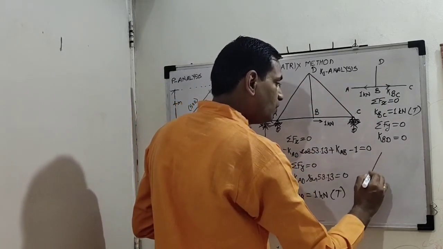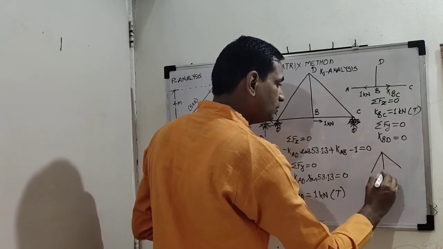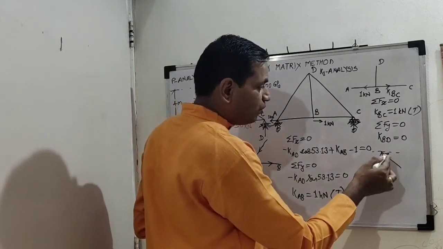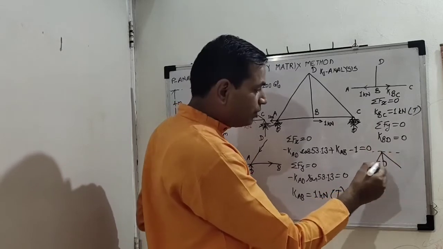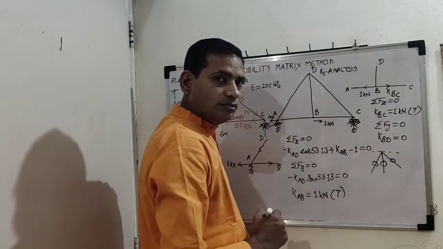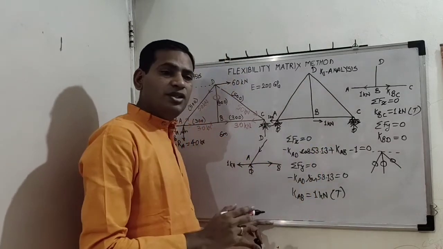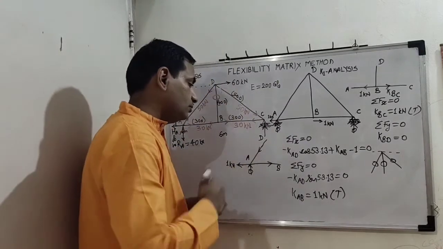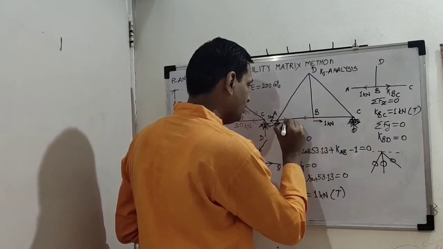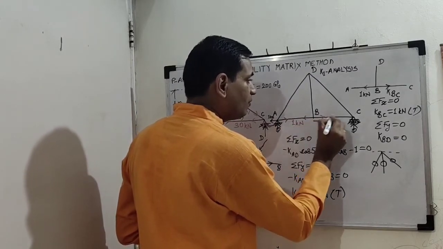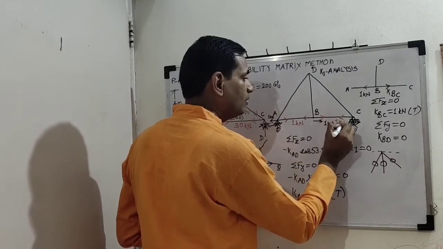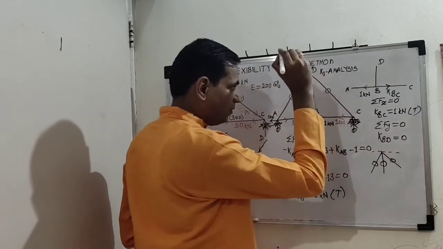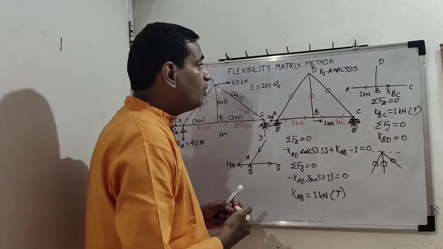Then go to joint D, free body diagram of joint D. This is 0. So basically there is no force acting on this free body diagram. So these two will also be 0. All these three members will have 0 forces. So let us show them here from K1 analysis. This is 1 kilonewton tensile. This is another 1 kilonewton tensile. Then this is 0, 0, 0. Now we will go for K2 analysis.